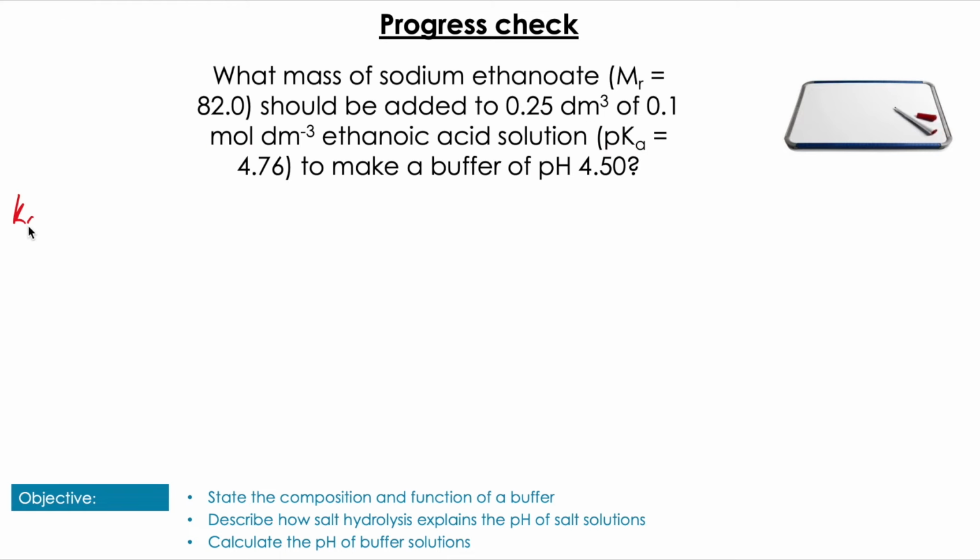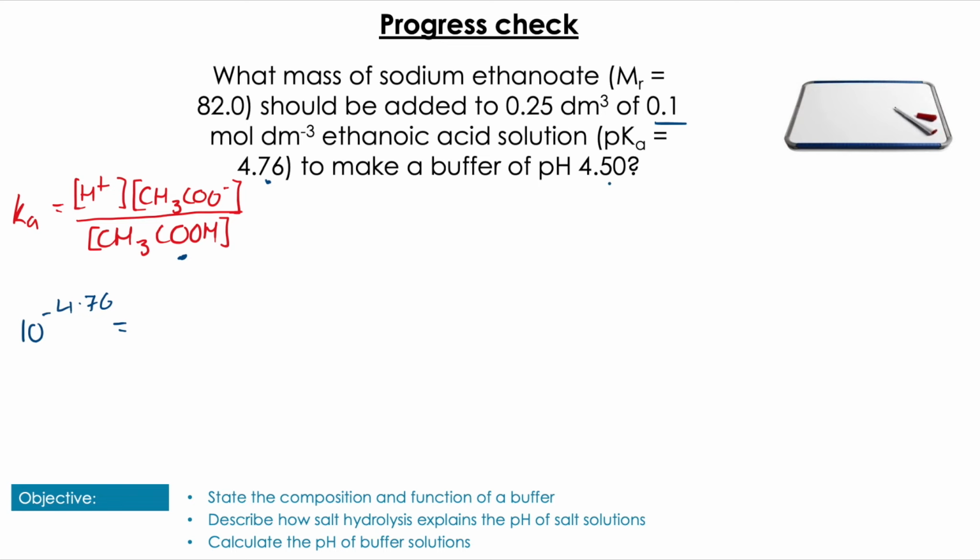So as usual, I'm going to write my expression for Ka, so then I can just plug my values into that expression and rearrange to find the concentration of ethanoate first. From the question, I can see that I've got a 0.1 mole per decimeter cubed ethanoic acid solution, so that's going to be on the bottom of the fraction, and I've got 10 to the minus 4.7 for Ka and a 10 to the minus 4.5 concentration of H+, multiplied by the ethanoate that I'm looking for, divided by that 0.1.